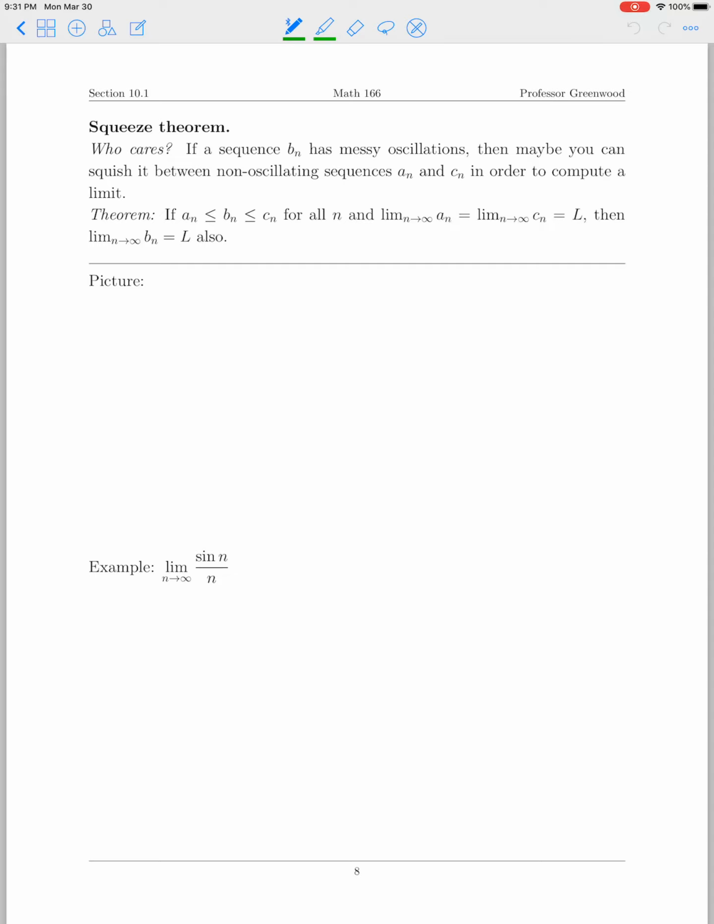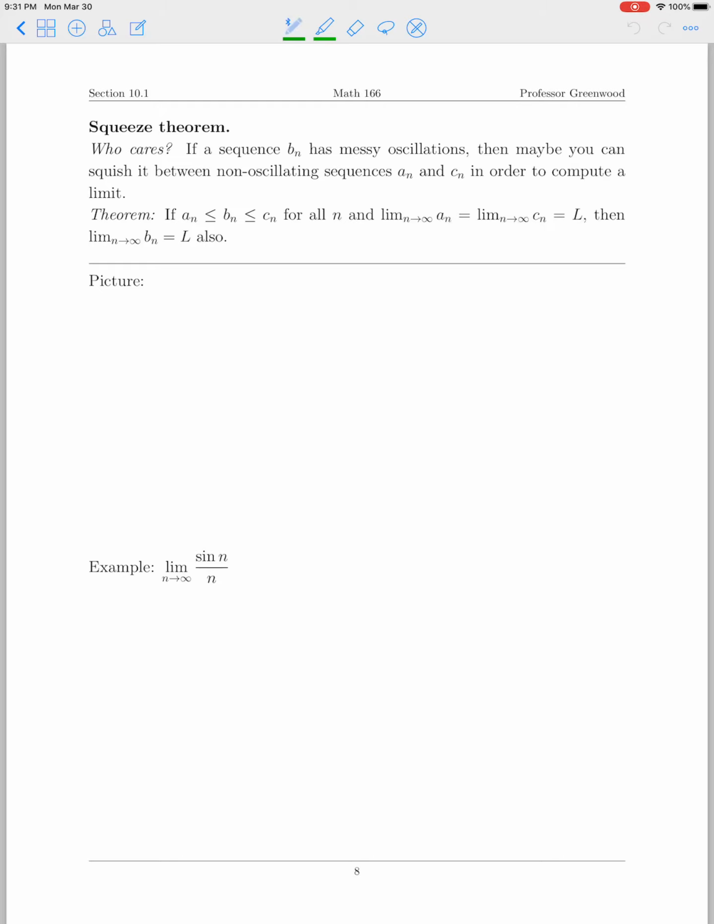The idea is that you might have some sequence b sub n where you want to compute its limit, but the sequence ends up bouncing around a lot. Like maybe it has a minus 1 to the n in it, or maybe it has a sine or a cosine in it, or something else that's making it bounce around a lot. And so maybe you can squish b sub n between two other sequences, a sub n and c sub n, that are easier to conceptualize, and then it might help you compute the limit of b sub n.